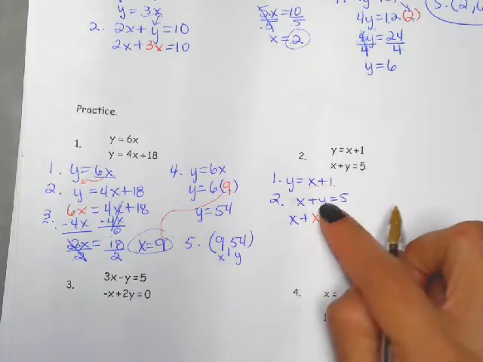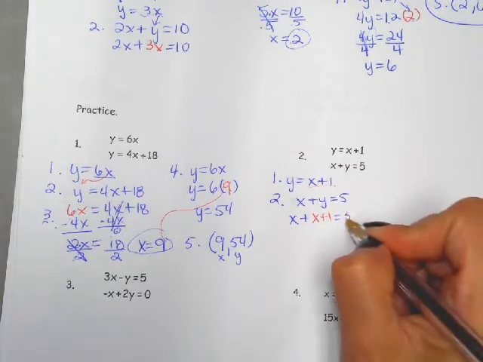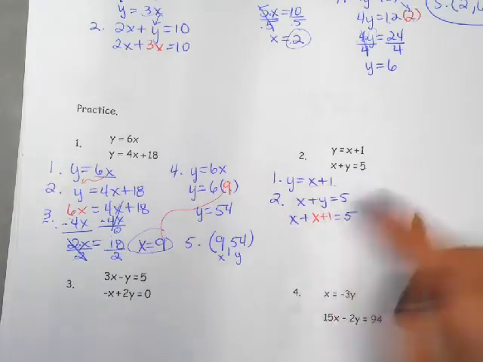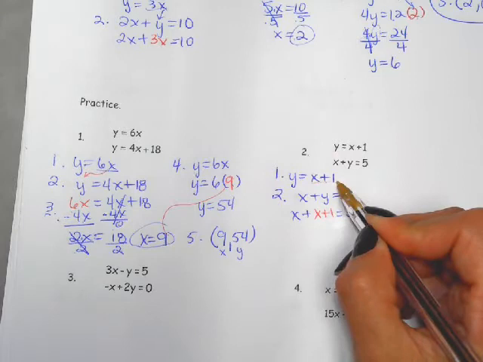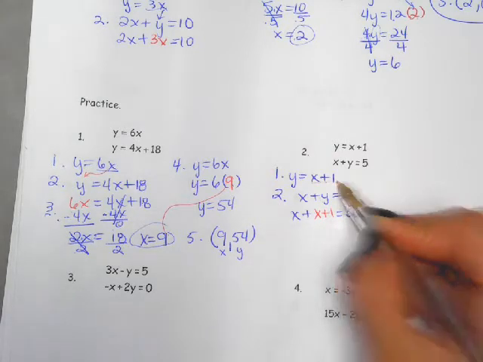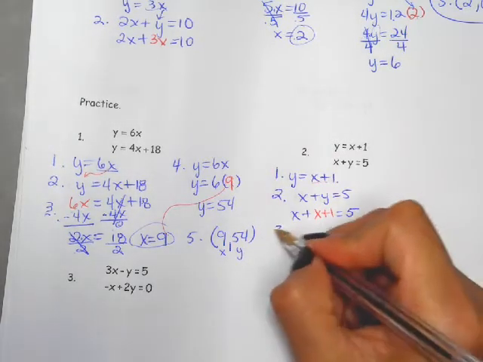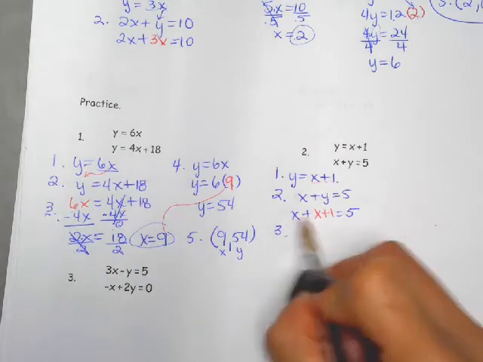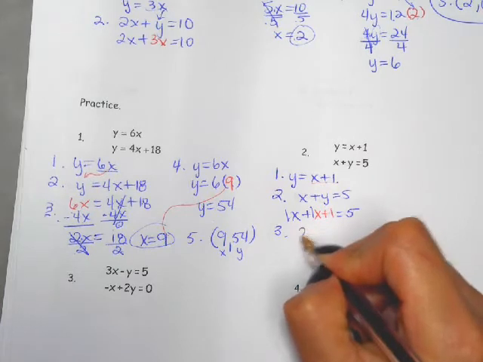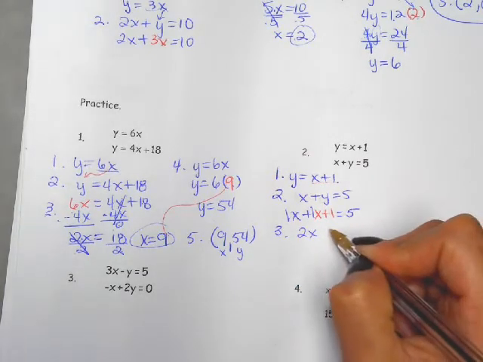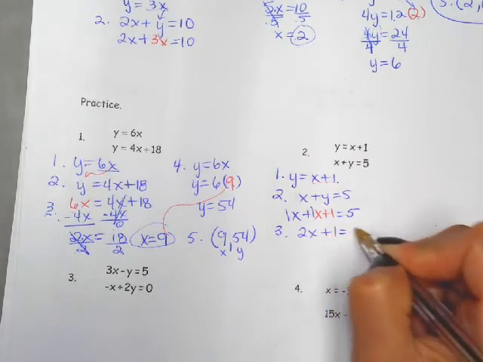So we're going to substitute it in place of y. Everything else stays the same. The only thing that changed was the y. Now it's x plus 1 because that's what our first step told us, y equals. Then I'm going to start solving for x, but I cannot solve if I have two x's. So we're going to combine them. 1x plus 1x is 2x. Bring down the plus 1 and the equals 5.